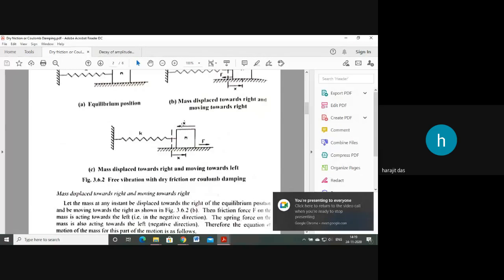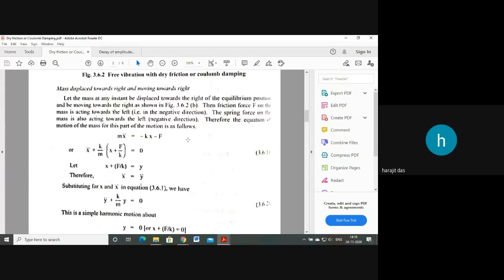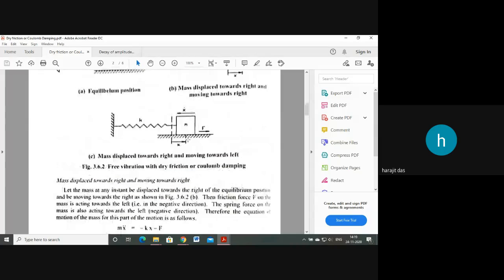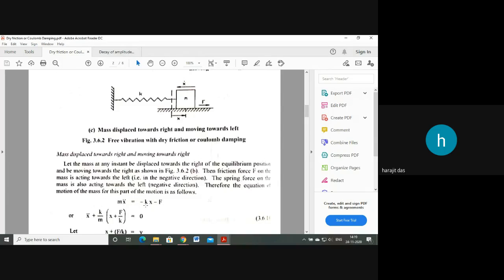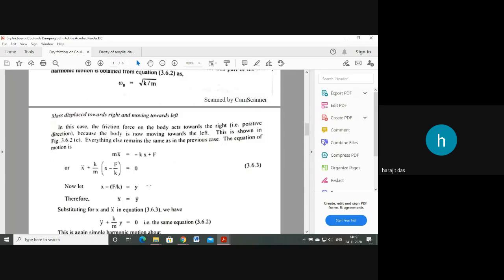Now if you just see the external forces, the spring was stretched, so the spring force is acting in this direction. And the frictional force, because it is displaced to the right hand side but moving towards left hand side, is acting in the right side, meaning positive direction. Understood? So if you apply Newton's second law of motion, then you will get mx double dot equals minus kx plus f.